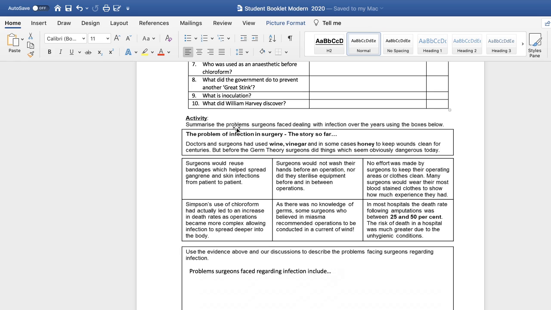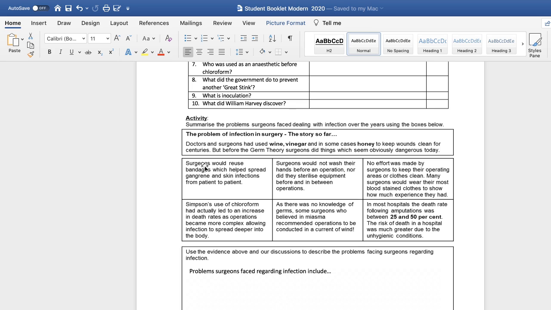So the first thing that you have to do is summarize the problems surgeons faced dealing with infections over the years using the boxes below. So the story so far, doctors and surgeons had used wine, vinegar, and in some cases honey to keep wounds clean for centuries. But before the germ theory, surgeons did things which were obviously dangerous today. So you just have to read through each one and then summarize for me what were the problems that they had in regards to infection.